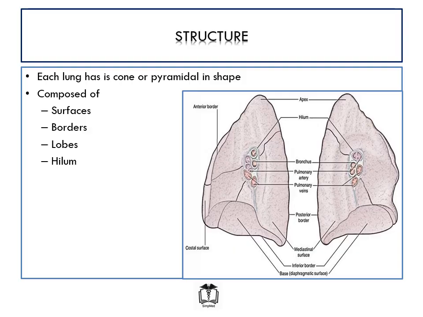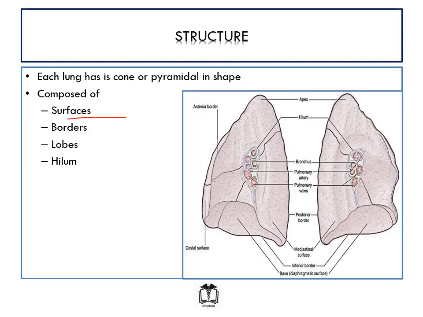So let's talk about the structure of the lungs. Each lung tends to be described as a cone or pyramidal shaped structure, and there are four important features of each of the lungs that you should know about. The first would be the surface. So the lungs, whether right or left, have surfaces to them.